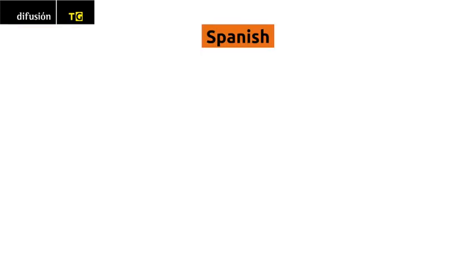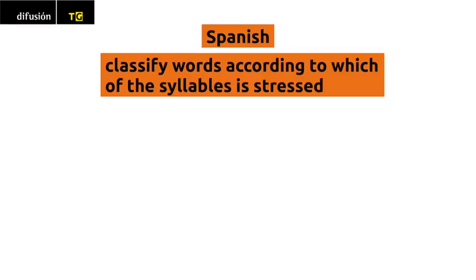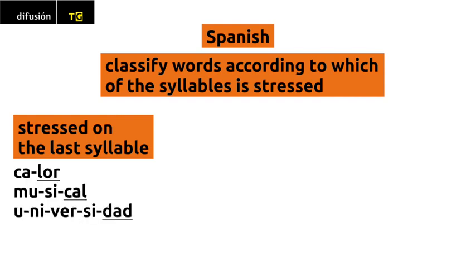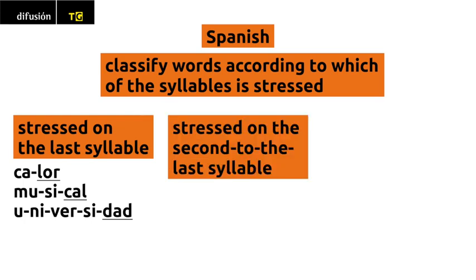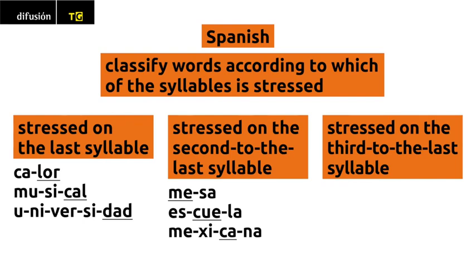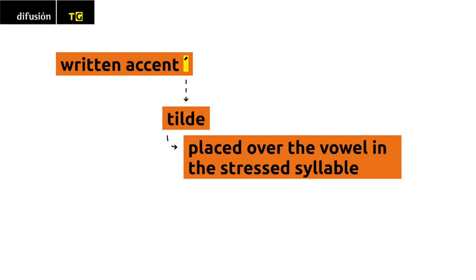In Spanish, we classify words according to which of the syllables is stressed. There are words that are stressed on the last syllable, such as calor, musical, universidad. There are words that are stressed on the second to the last syllable: mesa, escuela, mexicana. And there are words stressed on the third to the last syllable: rápido, histórico. In Spanish, a written accent, called a tilde, is placed over the vowel in the stressed syllable.